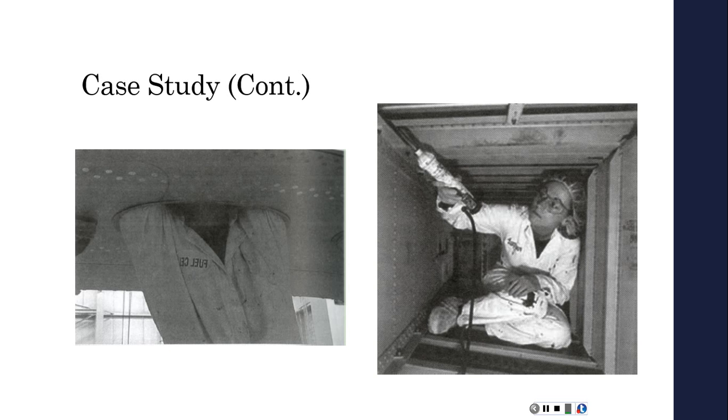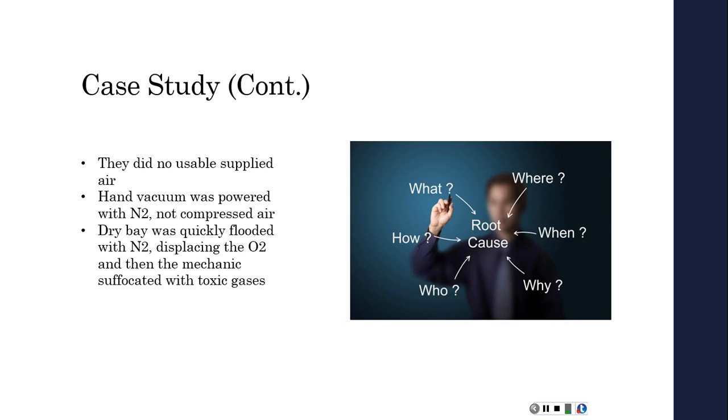So, let's discuss the root causes of this sad event. We have a bunch of root causes, but first of all, Tim had no attendant. The crew did not measure flammable gas levels and did not measure oxygen and air contaminants. They did not use supply air. The hand vacuum was powered with nitrogen, not compressed air. So basically, the last one is the root cause of this event according to our presentation.